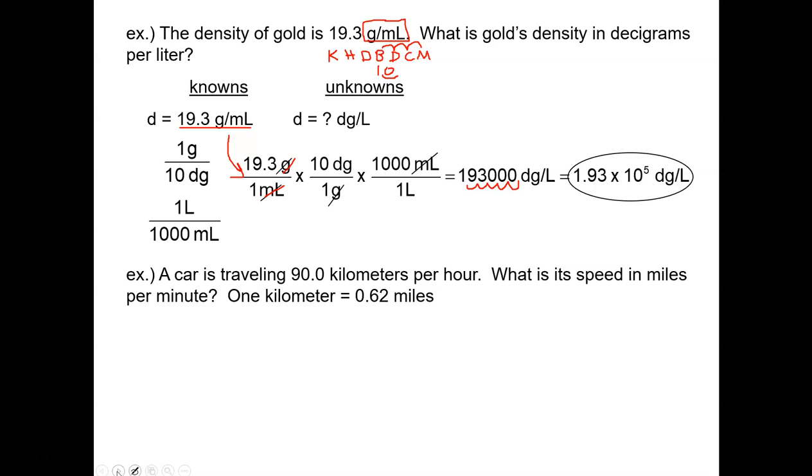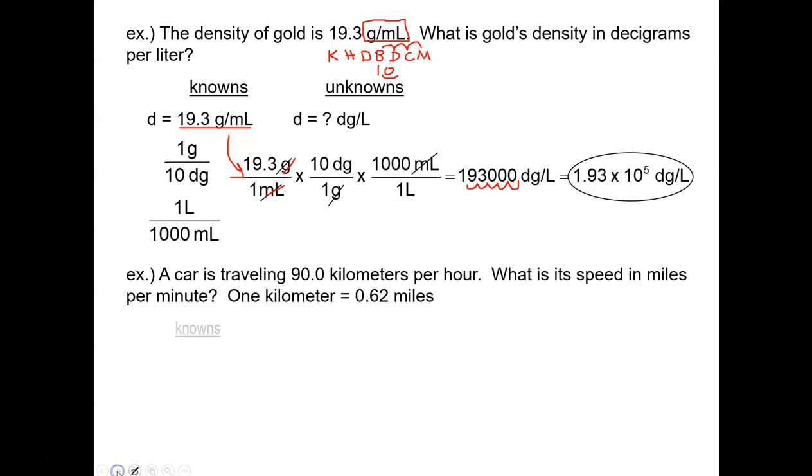Pause here. Follow along with what we've been doing. Write knowns, unknowns, figure out your conversion factors, make sure units are canceling as you set up your problem, and then see if you can come up with the right answer, and then come back and check. All right, hopefully you had a chance to try this out.